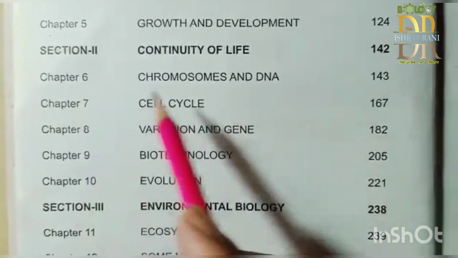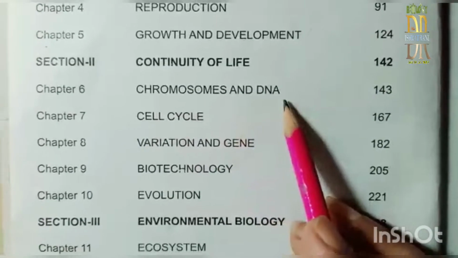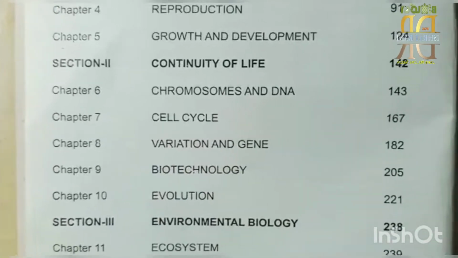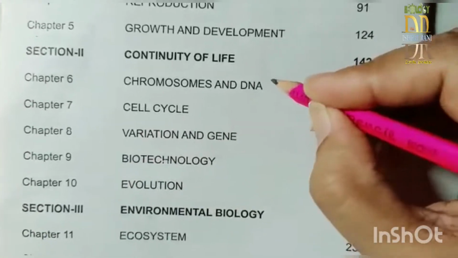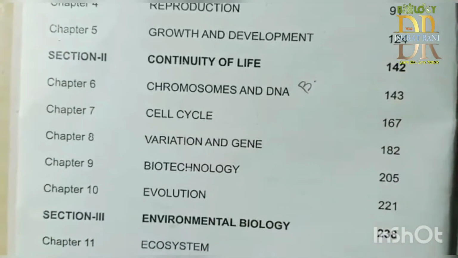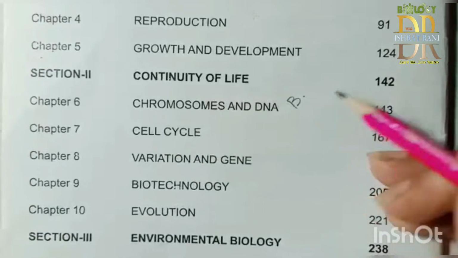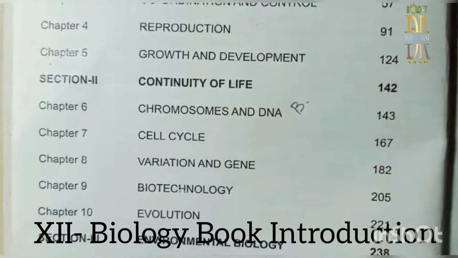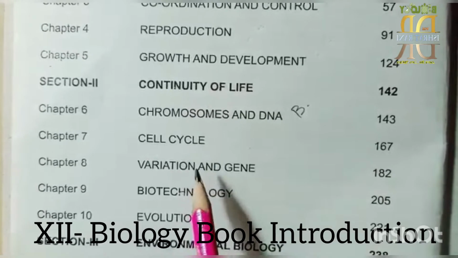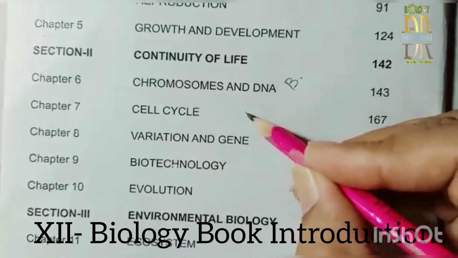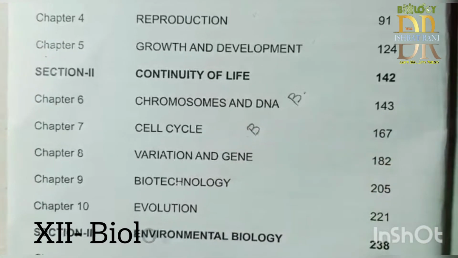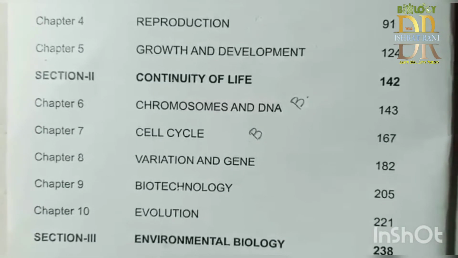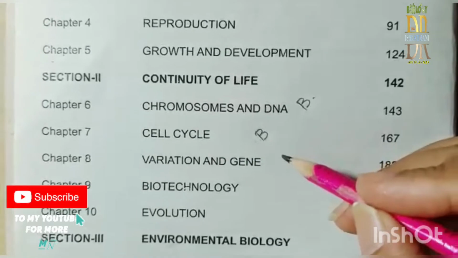The first chapter is chromosome and DNA, chapter number 6. This chapter is of botany. The complete chapter is of botany. You can mark it with a B, or you can write down botany as well. Chapter number 7 is cell cycle. It is also of botany. And chapter number 8 is variation and genes.